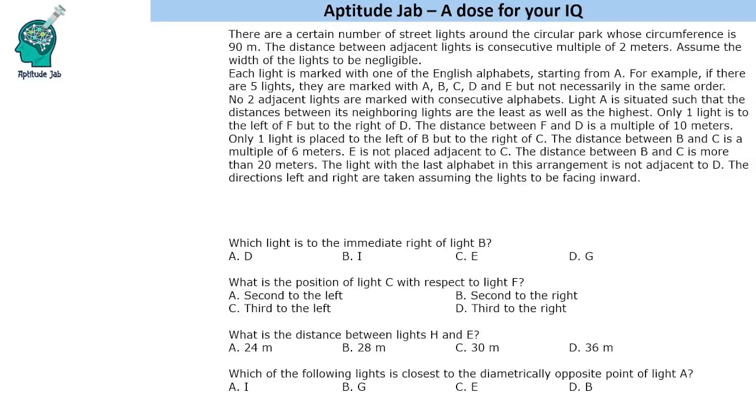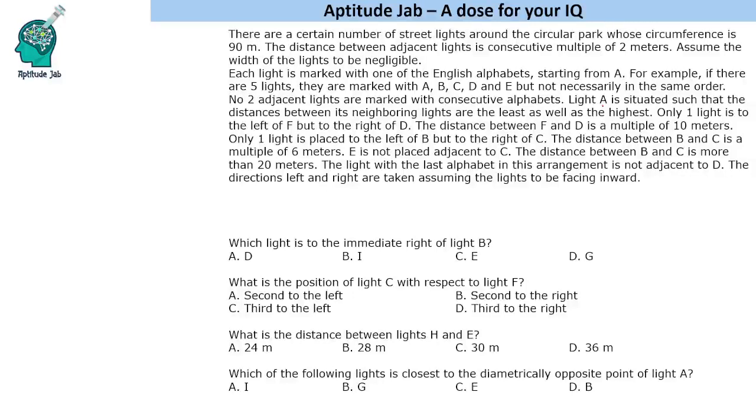Then some conditions are given: each light is marked with one of the English alphabets starting from A. Now they've just given this as an example. That does not mean that there are five lights. It is said that if there are five lights, they will be marked A, B, C, D, E. If there are, let us say, eight lights, then A to H, and so on. Now some more conditions are given.